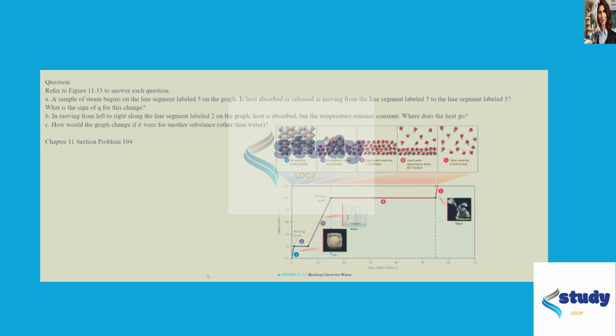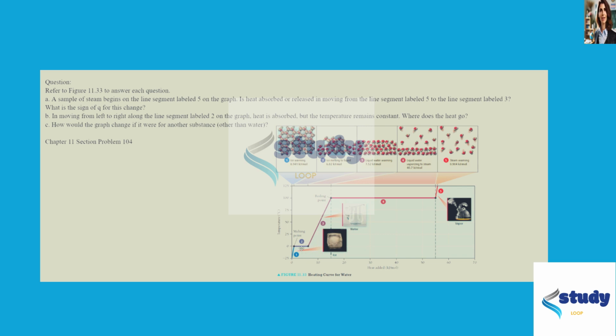Okay, this is chapter 11, section problem 104. And it asks us to refer to figure 11.3 to answer these questions, and I have that right here. So this is the heating curve of water, and we can see that they labeled the different regions of this heating curve as 1, 2, 3, 4, and 5, and that relates to the different regions.